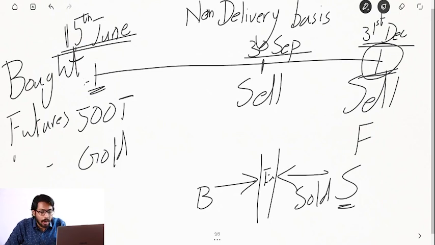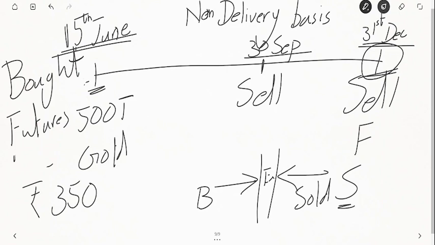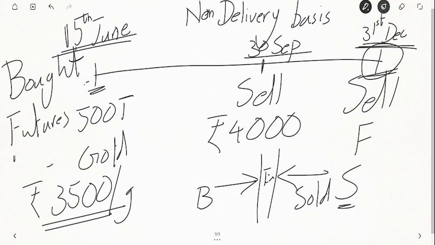Okay. Today, you bought futures. The rate was rupees 3500 per gram. Now on 30th September you find out that the rate, see originally this contract was for 3500. On 30th September the same contract, to buy 500 tons of gold on 31st December, has a value of 4000. There is a buyer out there asking, hey, I want 500 tons of gold on 31st December and I am ready to pay 4000.